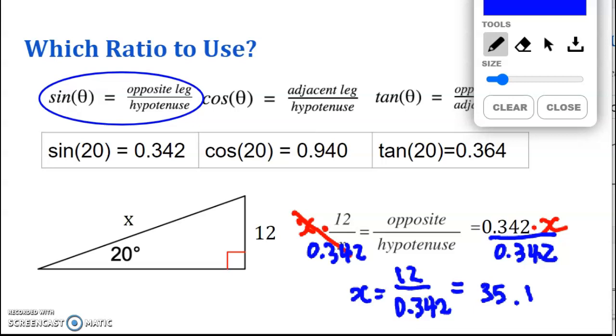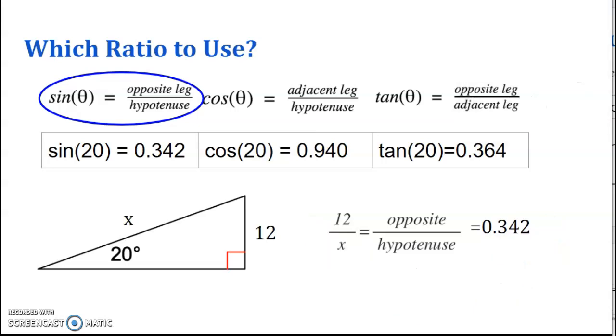If this is 12 units and this is the hypotenuse, that means it has to be bigger than 12. Yes, it is bigger than 12, and we're dealing with a very small angle here, so you do expect the hypotenuse to be much longer than 12, and that's what we have. So that makes sense. Make sure you check your answers to make sure that they are reasonable.